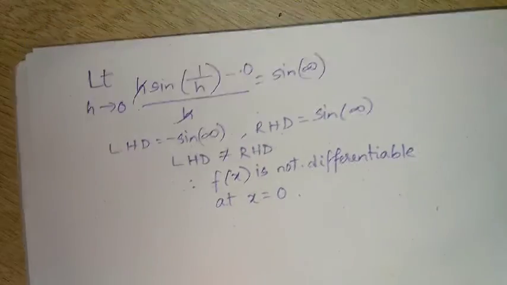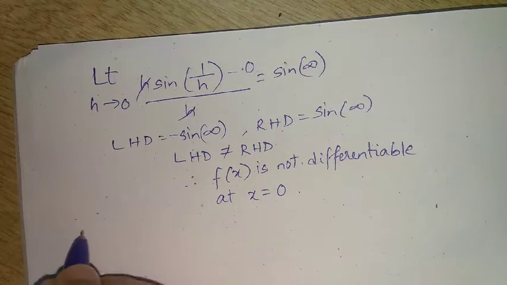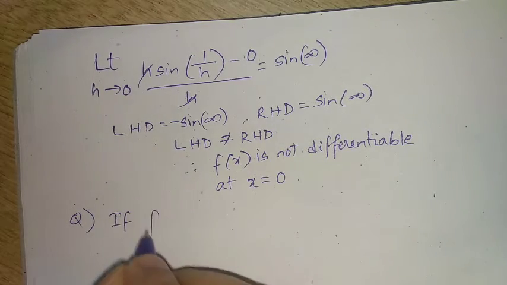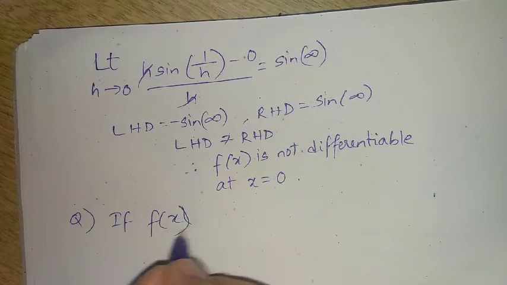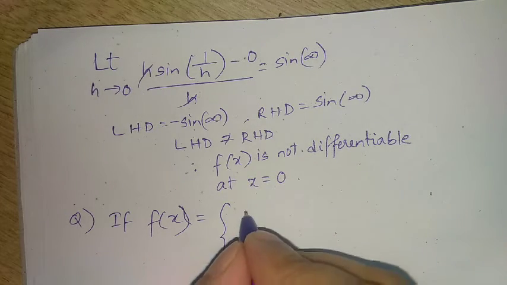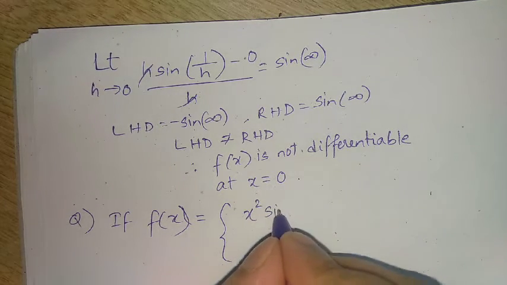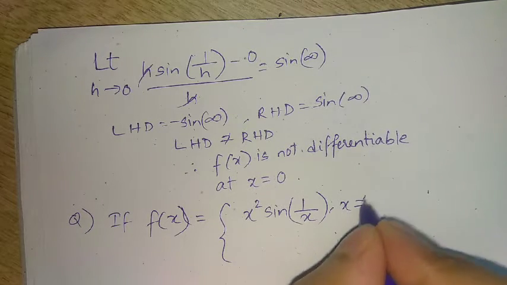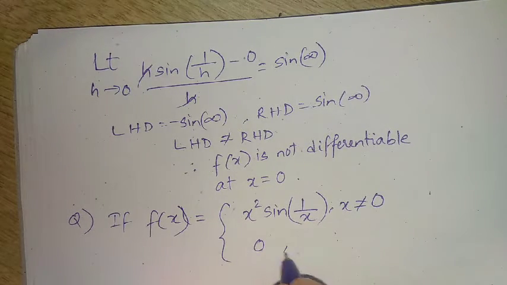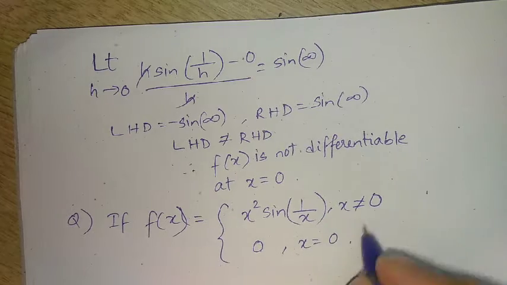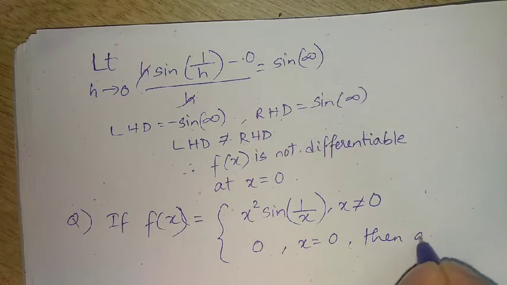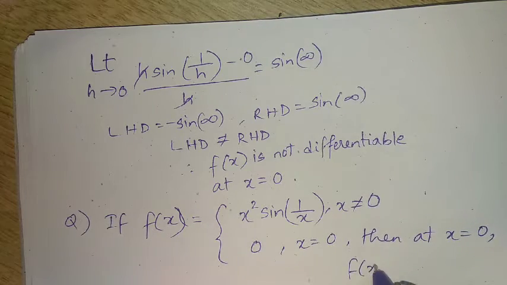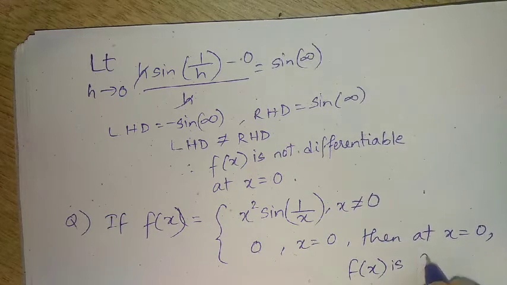So the next question is, if f of x is equal to x square sine of 1 by x, x not equal to 0, and it is equal to 0 for x equal to 0, then at x equal to 0 f of x is what?